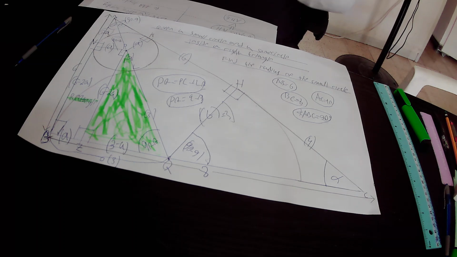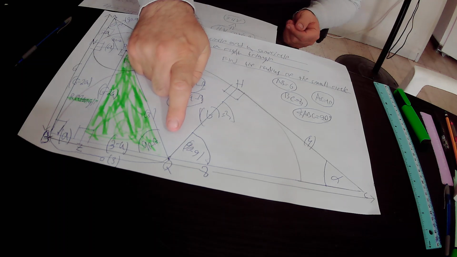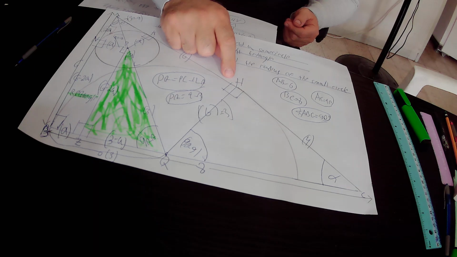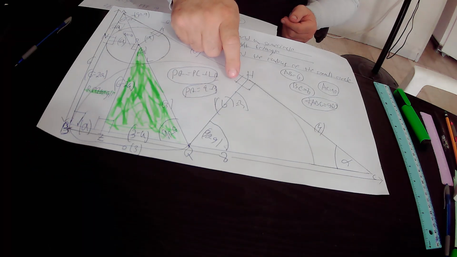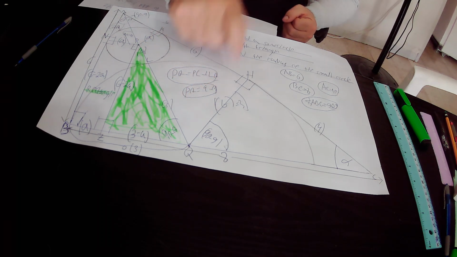In the next step, we join points Q and H together by a straight line. Point Q is the center of this semicircle, point H is the point on the semicircle itself, therefore QH is the radius of this semicircle, big semicircle. We define the radius of this big semicircle QH as B.